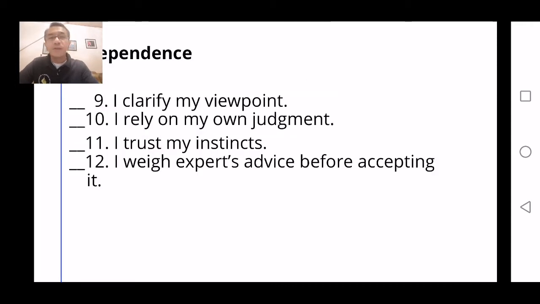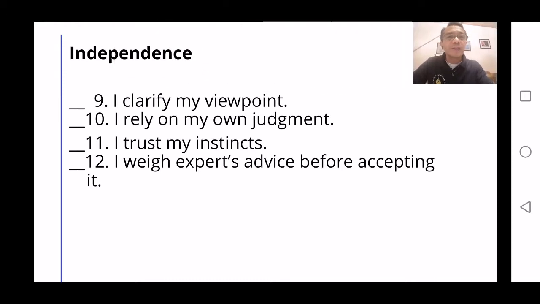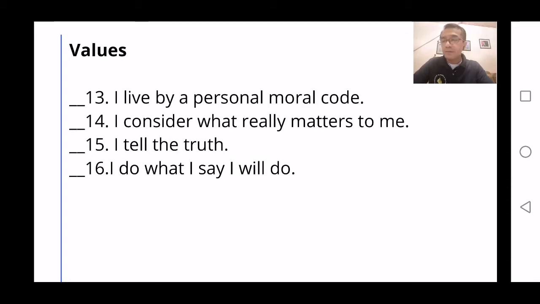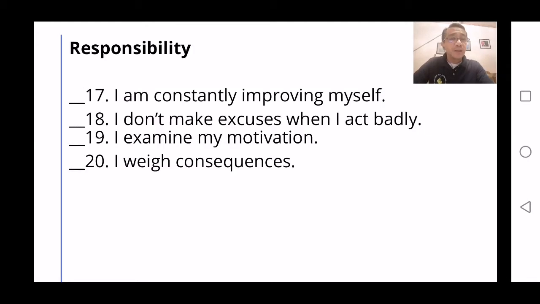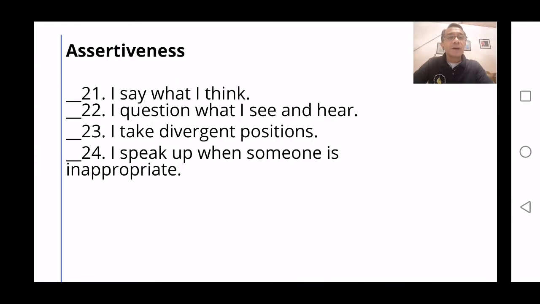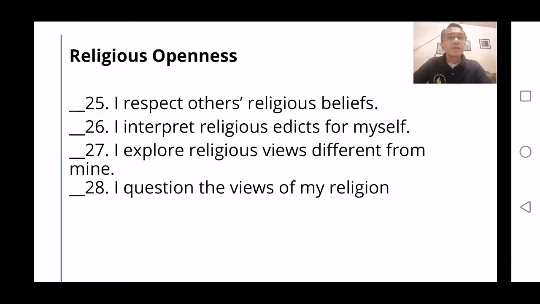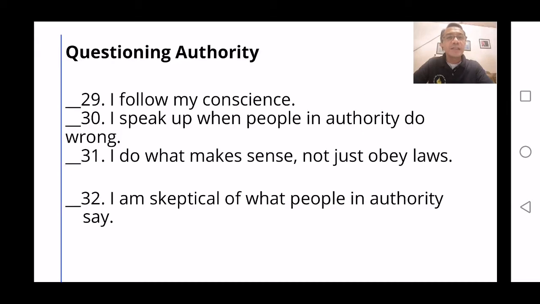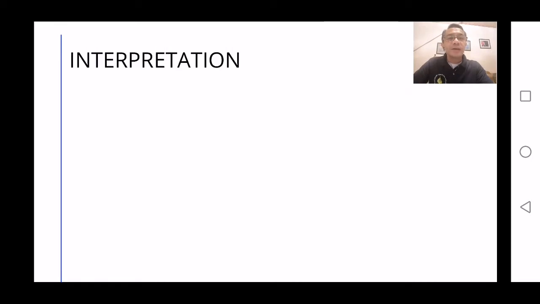The second one is on independence. There are 4 questions or 4 items under independence. And then this will be followed by values. We also have 4 items. Then responsibility, followed by assertiveness, followed by religious openness, followed by questioning authority, and then the interpretation. So I will not yet give how you will be interpreting your answers.